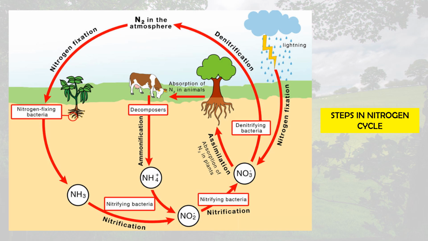Then there is the last process, that is denitrification. It is a process in which the molecular nitrogen is given back to the atmosphere by breaking down the nitrates. This also has some denitrifying bacteria. They play an important role in this step. So basically this is the brief. Now we are going to discuss the steps one by one.